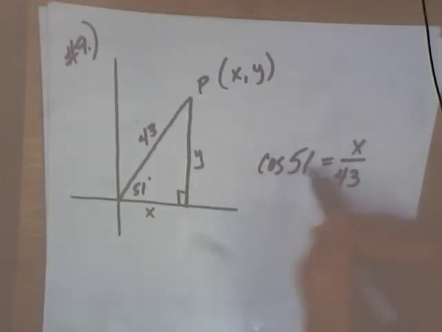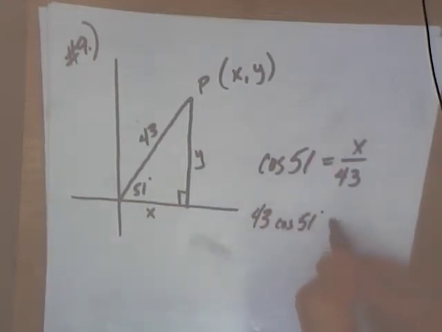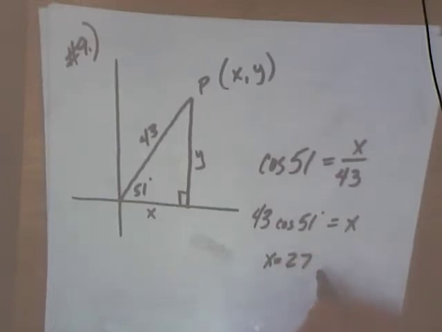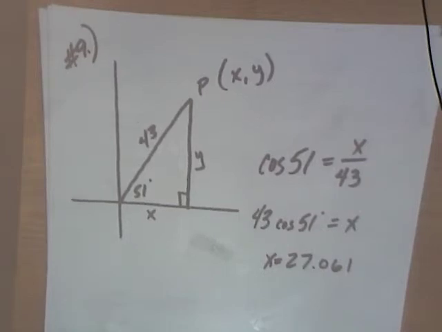Cosine of the angle is equal to the adjacent over the hypotenuse. So multiply both sides by 43. 43 times the cosine of 51 degrees will be equal to x. After you do that, you should get x is about 27.061. I'm going to grab your calculators and make sure you get the same answer.